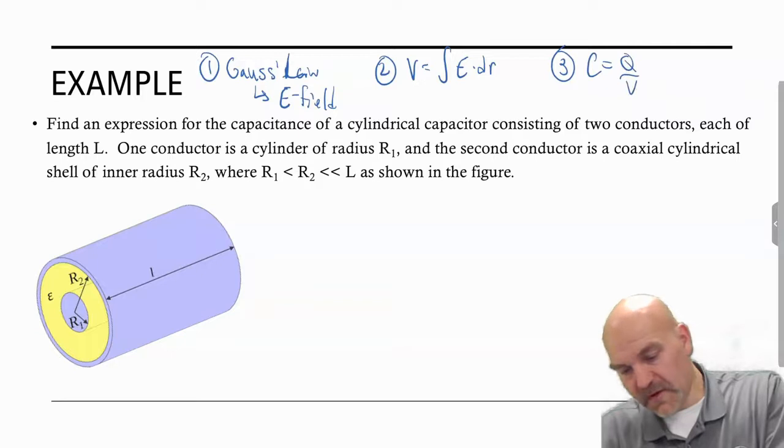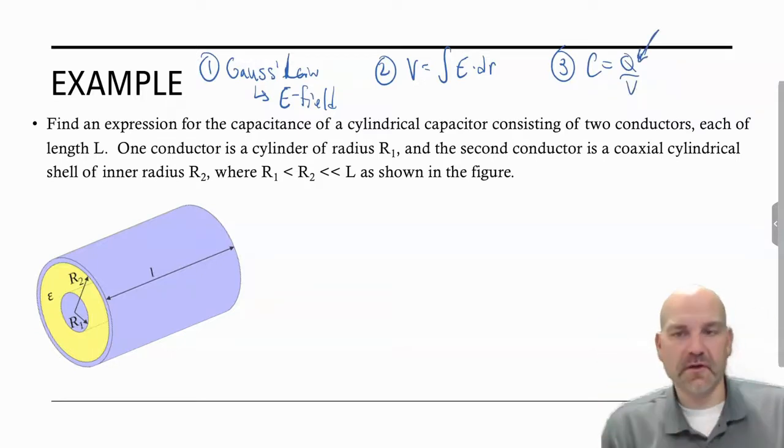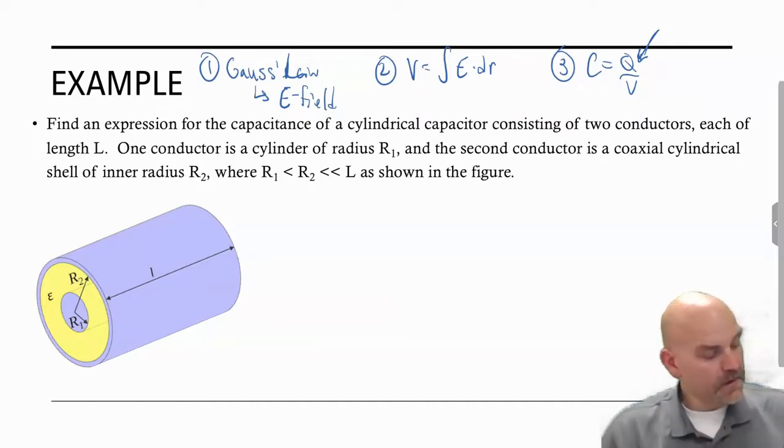So C equals Q over V, but we're going to leave that Q alone, right? Because that's going to be the charge that's enclosed by our Gaussian surface. And then you're going to see it pop up from our E field calculation, and then you're going to see it from our integral as well.